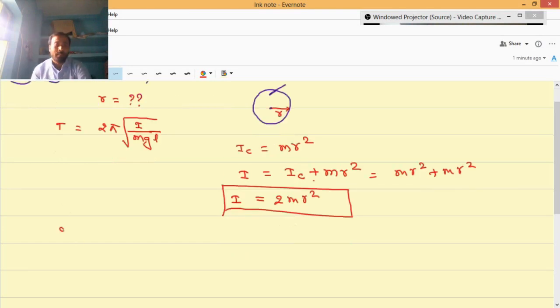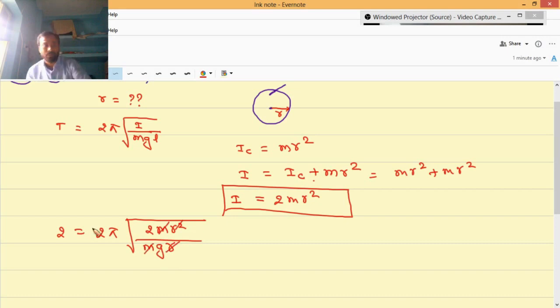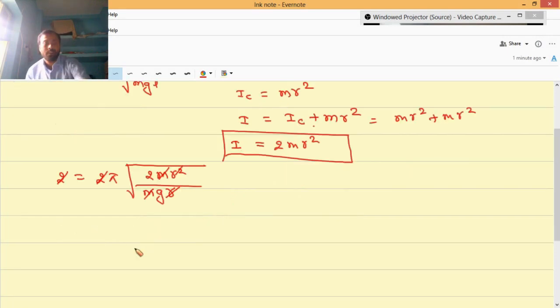Now we can write the time period equation. Because the time period is given as 2 seconds, it will be 2 pi under root, where the moment of inertia is 2 mr square divided by mg, and L is here r only. So we will be getting 1 upon pi equals 2 root 2r by g.